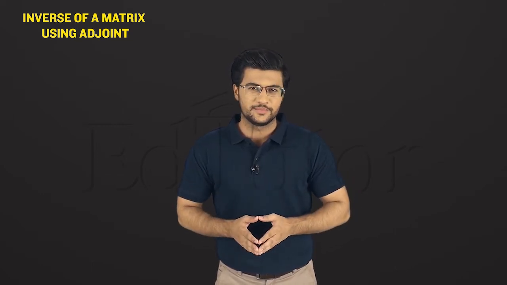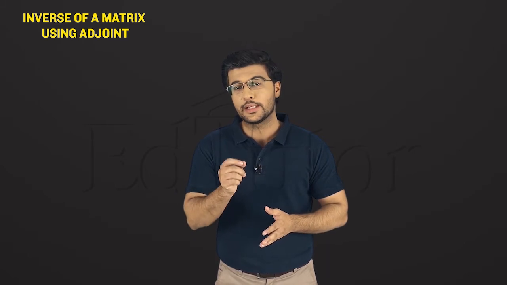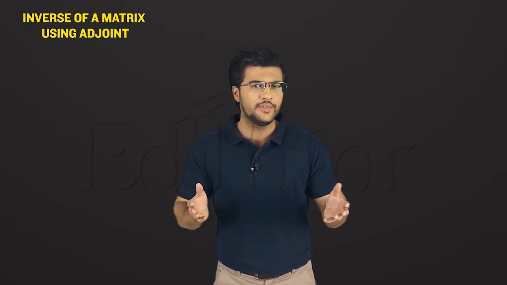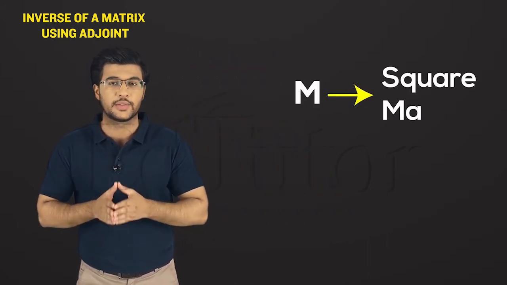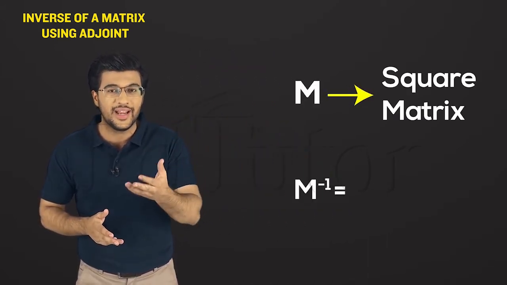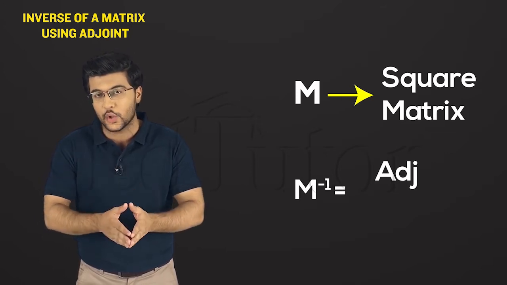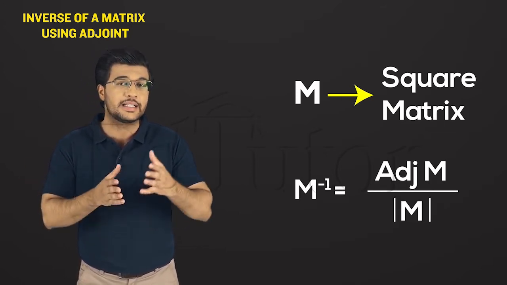Let's get started. First of all, take a look at the formula. I'll leave it written here for reference. If M is a square matrix, then the inverse of M is given as the adjoint of M divided by the determinant of M.